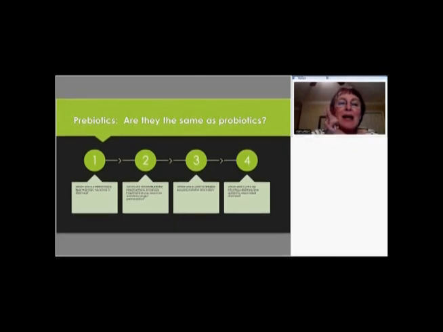Okay, prebiotics and probiotics. Which one is a fermentable fiber that may have a role in diarrhea?